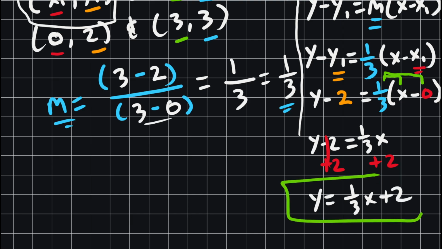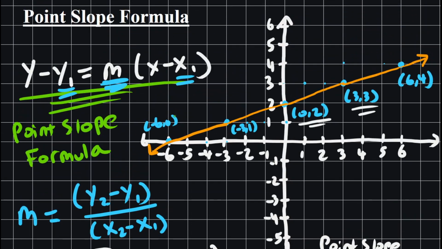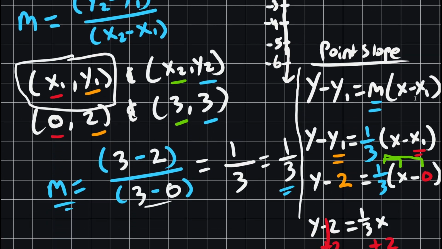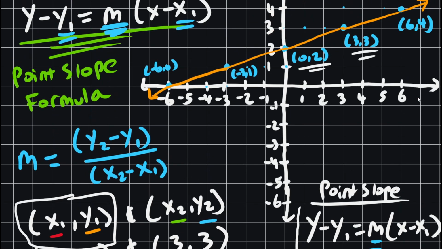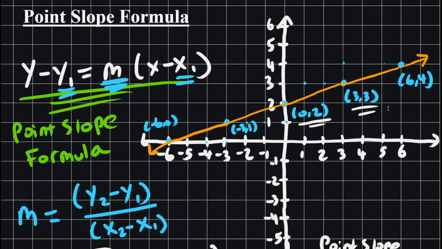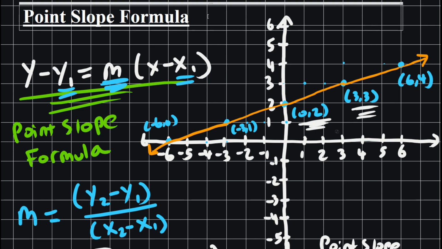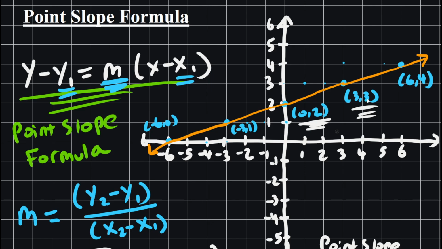And that is the equation to this graph up here. Y equals 1/3 x plus 2. It is the equation to this orange line that we graphed earlier. And we can confirm that because that is exactly what we started with. We started with y equals 1/3 x plus 2. And now we found the equation just by looking at the graph and taking two points. And that is how the point slope formula works. All you need is any two points on a line. In this case, we took 0, 2 and 3, 3. If you take any two points on this line, you will find the equation of this graph. And that is how the point slope formula is used.